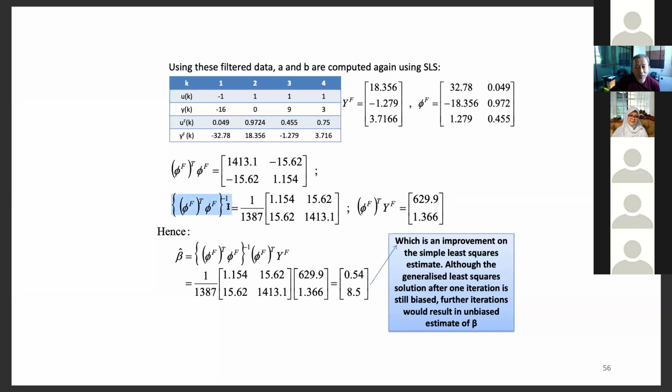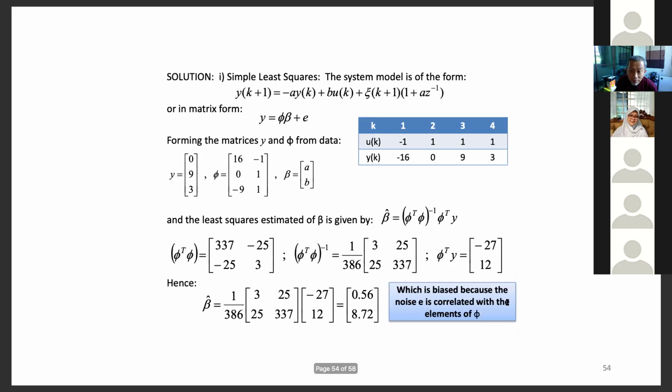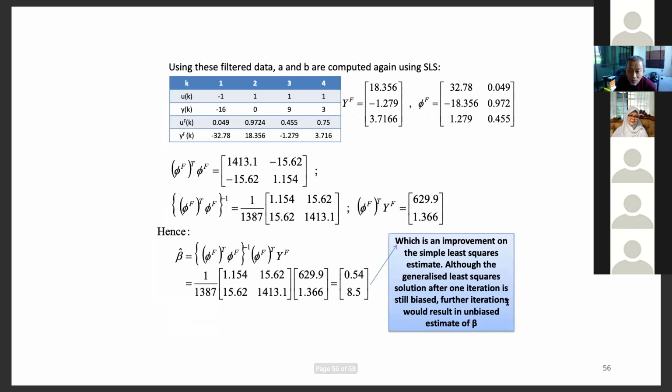Then you find the inverse, as usual, like a simple least square. Then you multiply with the output, as in the simple least square. You multiply everything together using your calculator, then you will get 0.58 and 8.5. Compared to the simple least square, 0.56, 8.72, this one gives 0.54, 8.5, which is an improvement on the simple least square estimate.